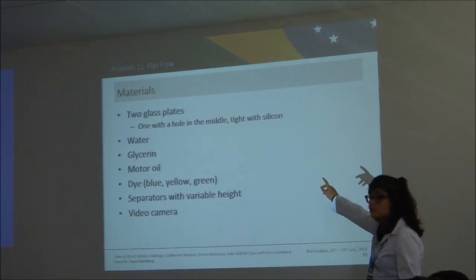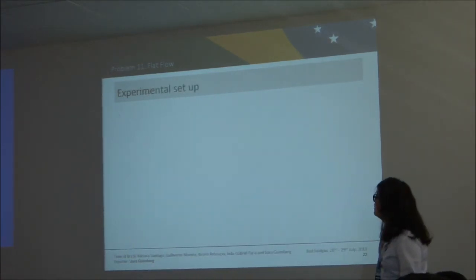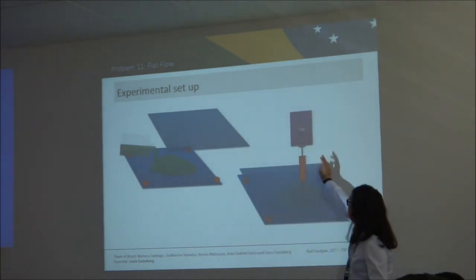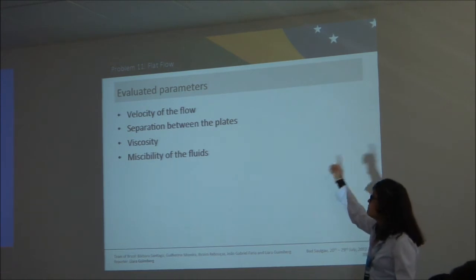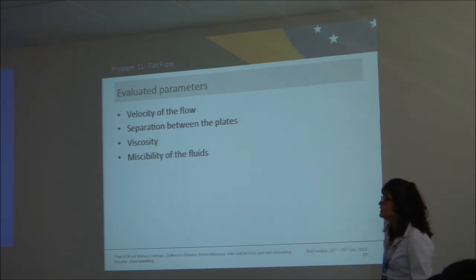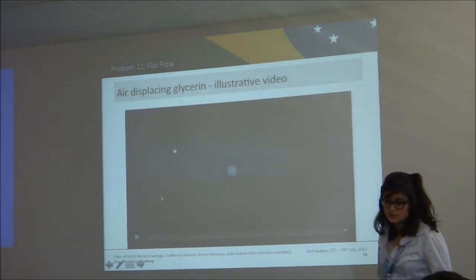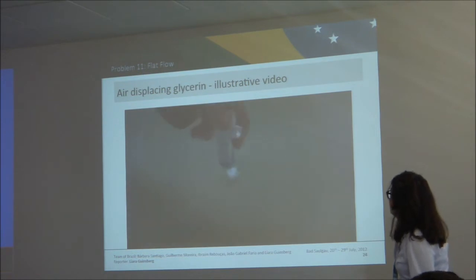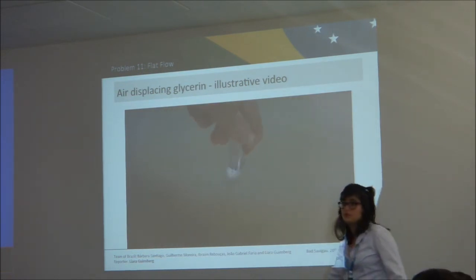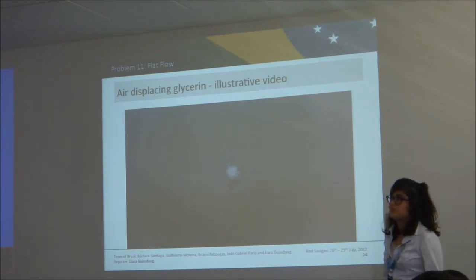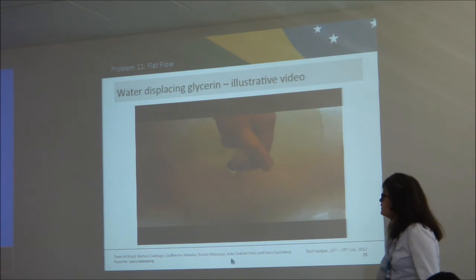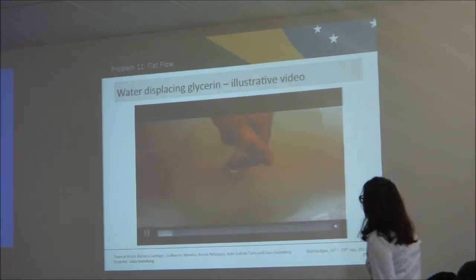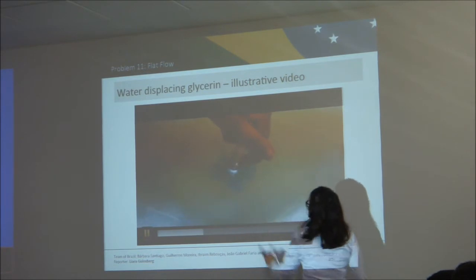Here we have the material that we used for our experimental setup. Here is our setup, and we kept the pressure constant with the syringe, and we evaluated the velocity, the separation, the viscosity, and the miscibility of the fluids. Here we have an illustrative video of air displacing glycerin. We have 2.5 milliliters of air displacing 40 milliliters of glycerin. And here we have water displacing glycerin. As you can see, the finger formation.